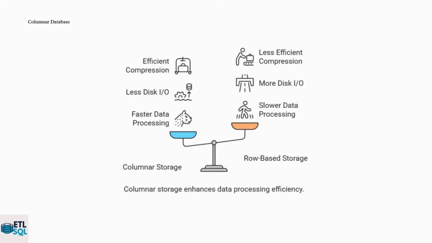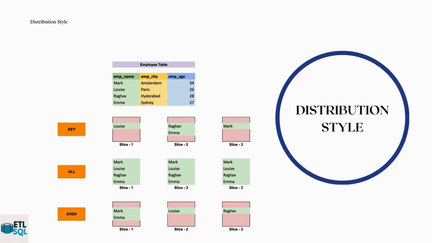So what are the advantages of columnar storage over row-based storage? It allows efficient compression, less disk IO, and faster data processing. Whereas row-based storage has a less efficient compression technique, takes more disk IO, and has slower processing for OLAP queries. If this is clear to you, I would like to talk about the distribution styles in Redshift as well. To ensure optimal performance, Redshift distributes data across nodes using different distribution styles.